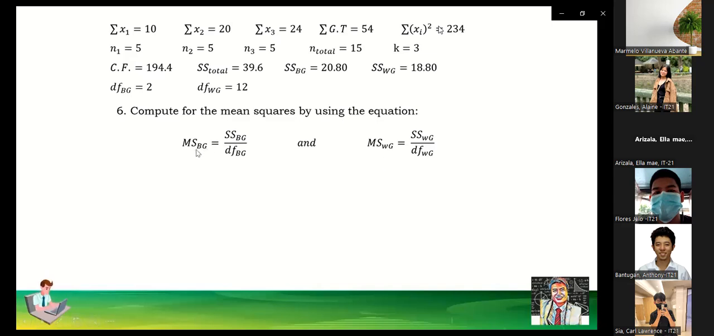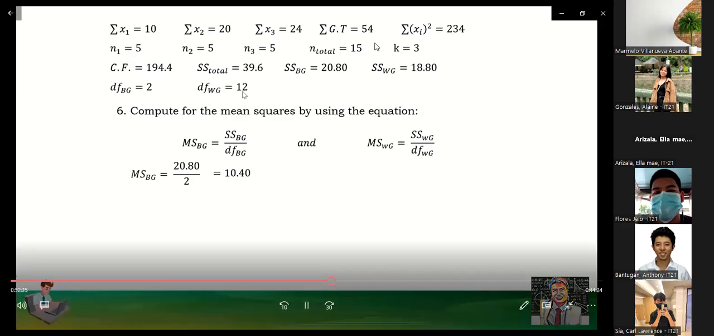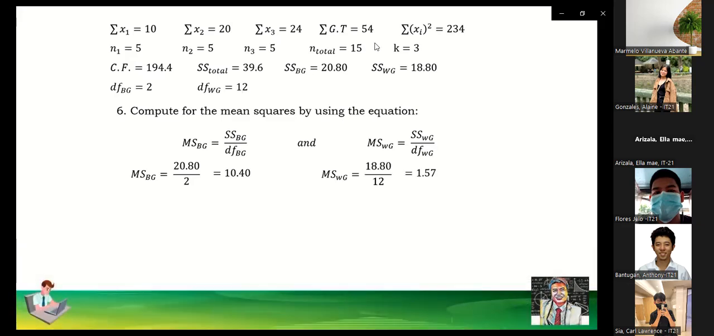So, for MSBG, that is SSBG, 20.80 divided by DFBG, which is 2. So, that is 10.40. And then, next is for MSWG, that is 18.80 over 12. So, gives us 1.57. Kung maraming decimal yan, pwede nyo naman i-accept yun hanggang 4 decimal.